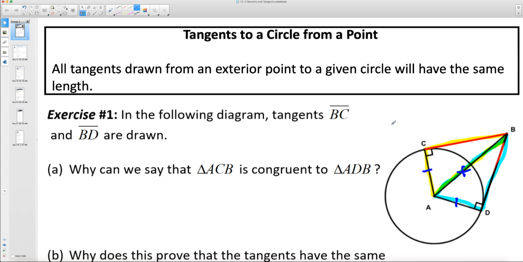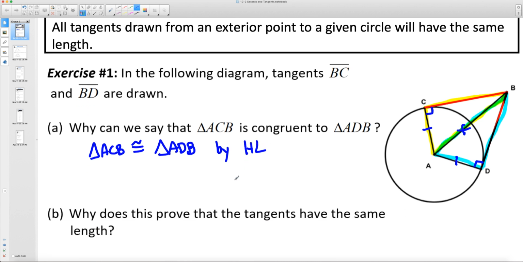And the last thing we learned briefly last unit was that a radius and a tangent form a right angle. So there's a right angle there. A radius and a tangent meet to form a right angle. So there we go, we have three parts. It's in the side-side-angle formation. So we could say triangle ACB is congruent to triangle ADB by HL, hypotenuse leg. They are congruent by hypotenuse leg.